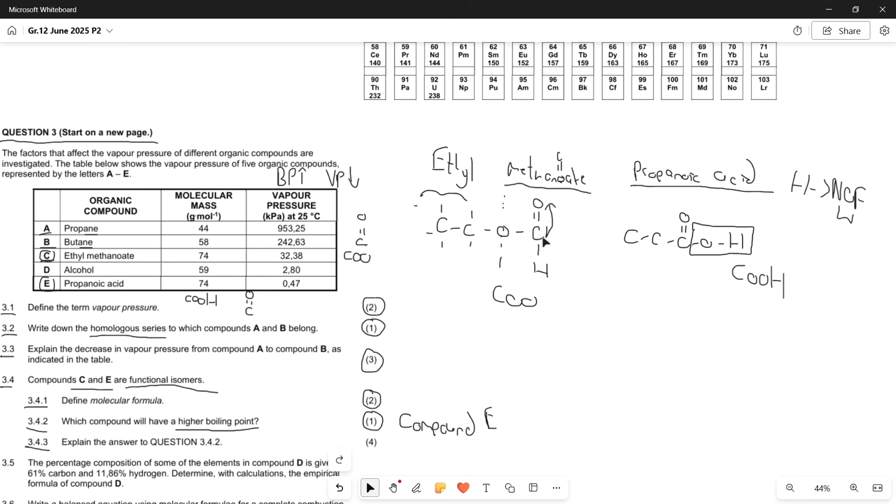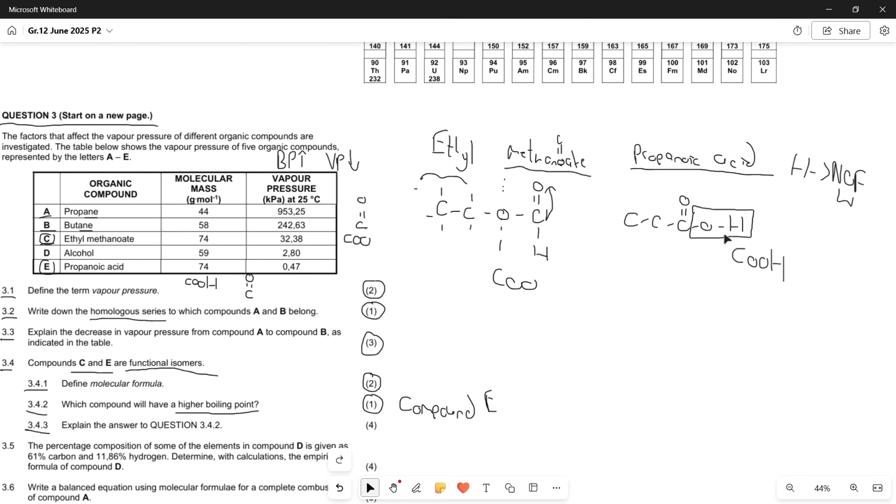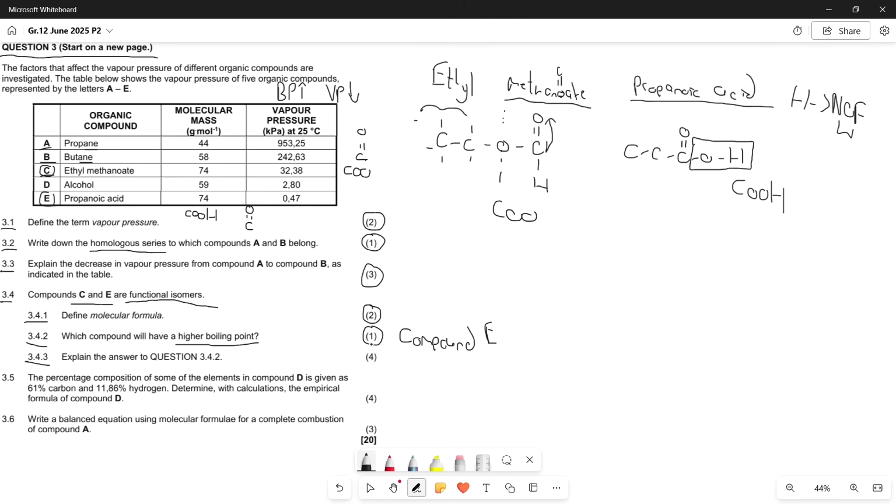So the fact that this has dipole-dipole and this has a hydrogen bond means this guy requires more energy to overcome the intermolecular forces and therefore has a higher boiling point. And that is what we're dealing with here, because we see it has a lower vapor pressure, which means it has to have a higher boiling point. And then this is the reason, because of the type of bond it has, based on the fact that it has a COOH with an H, not a COO without an H, and this hydrogen bond increases its boiling point. So that means we can just continue from where we left off with 3.4.2, saying compound E.